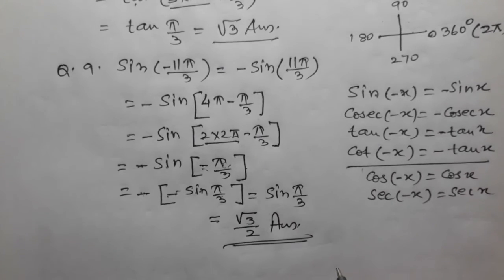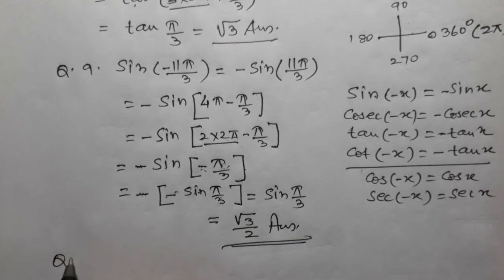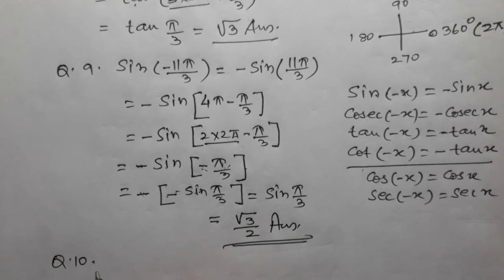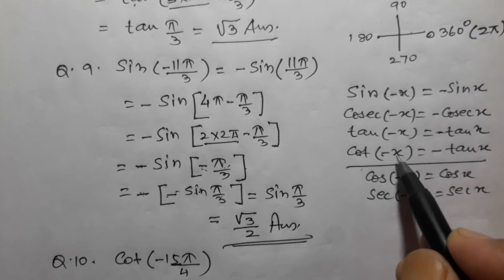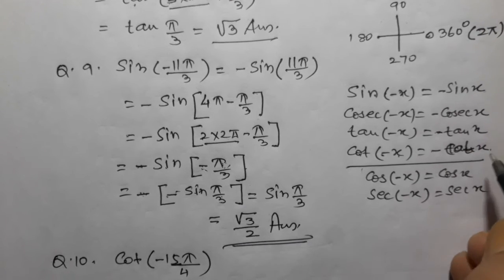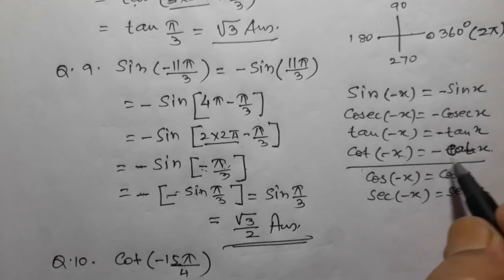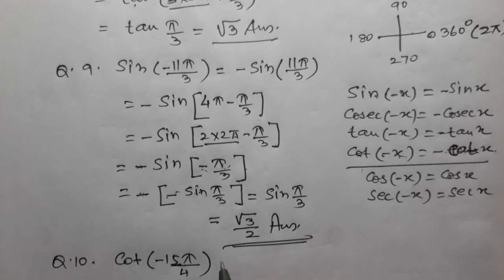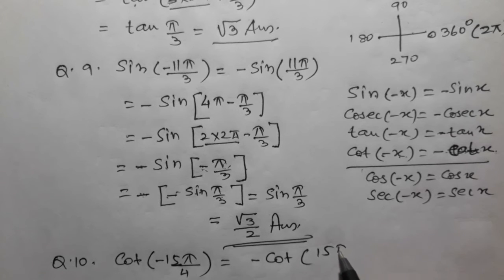Okay, next question is question 10. It is cot of minus 15 pi by 4. So again, by this formula, cot of minus x will be minus cot x. So we are writing here minus cot 15 pi by 4.